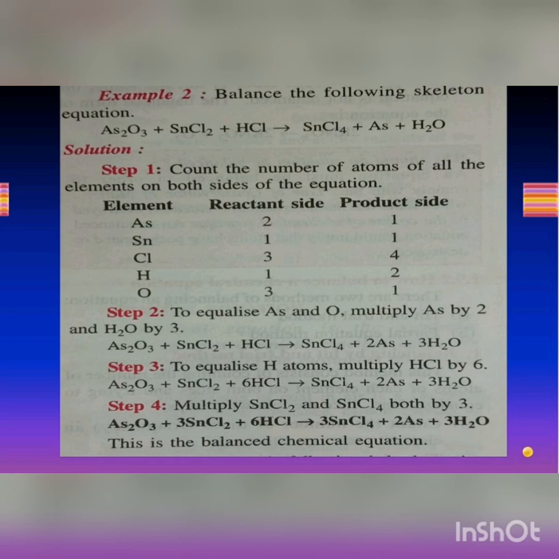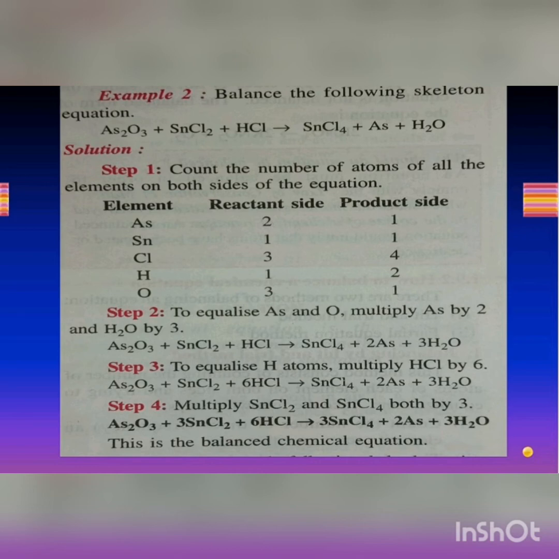So how do you convert it into 3? By multiplying it by 3. So add a coefficient in front of water, 3. So the first step is you're going to write As2O3 plus SnCl2 plus HCl giving you SnCl4 plus 2 As plus 3 times water molecule, 3 H2O.